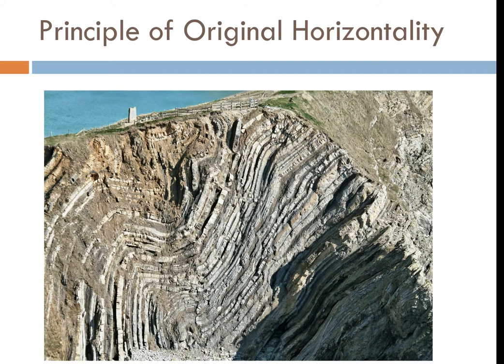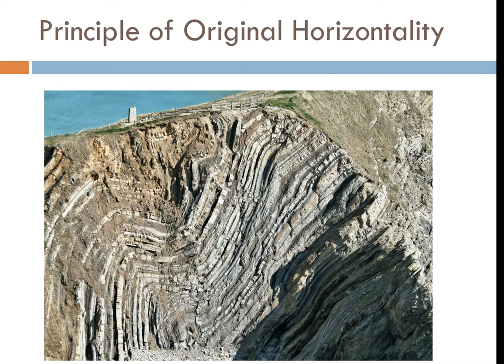This picture in front of you is from the coast of Essex in England, and hopefully you can see this is definitely not nice flat horizontal layers. So what this principle tells us is that it had to first be deposited in nice flat horizontal layers, and then afterwards they were tilted and folded. So this folding came second.